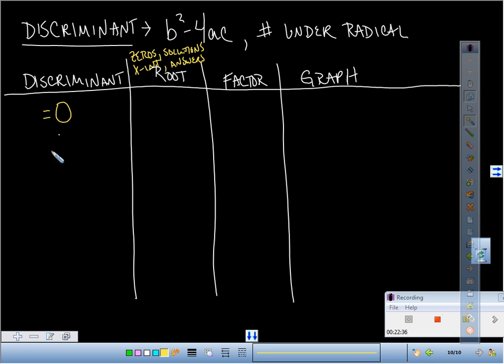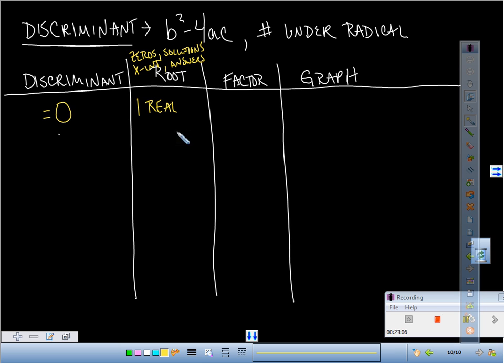Now, we worked one like this, didn't we? So let's see what you remember. If the discriminant is equal to 0, now where is the discriminant, guys? It's under the radical. So that means you're going to have plus or minus the square root of 0. So, how many roots will I have? 1. Will it be real or imaginary? Real. Will it be rational or irrational?